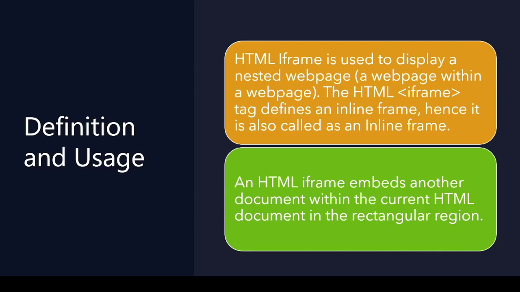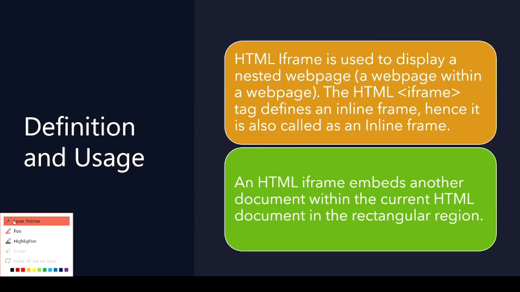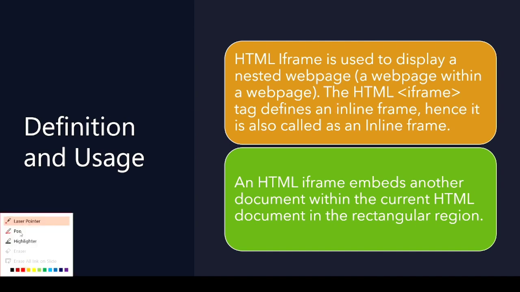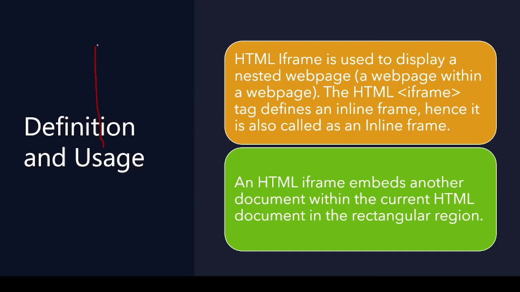Now let's see what it means. First it says nested web page, which means we are going to use a page. For example, this is our page. If we want another page which we created to be shown in this portion, then we use iframe and provide the path of the page that we are using in our first page.